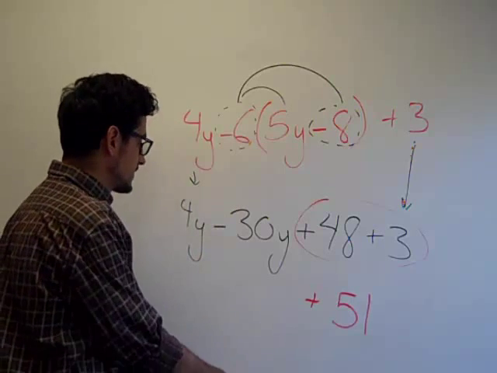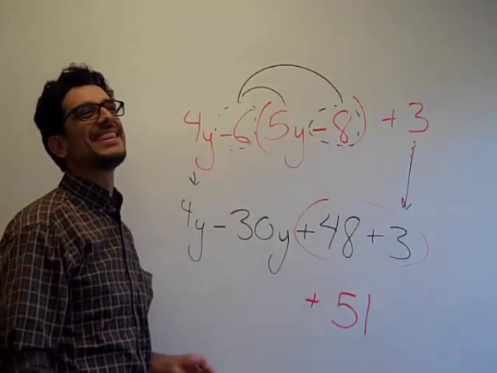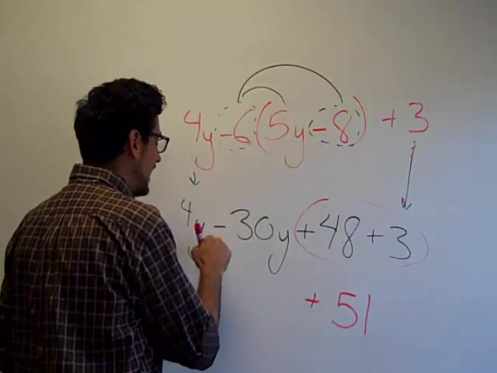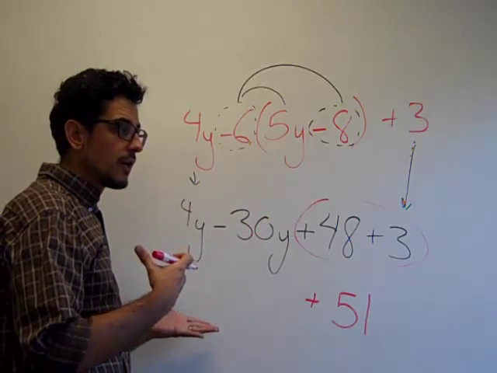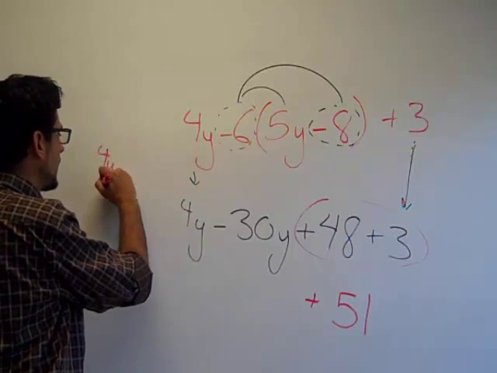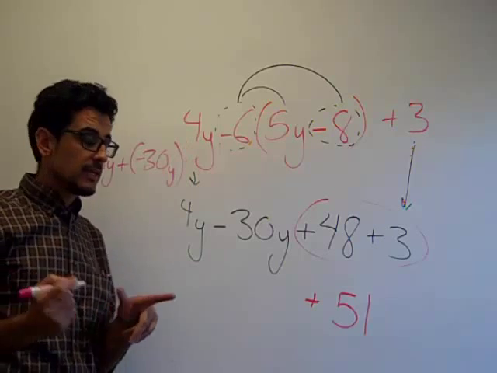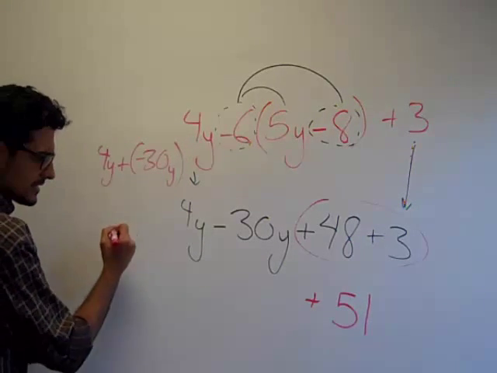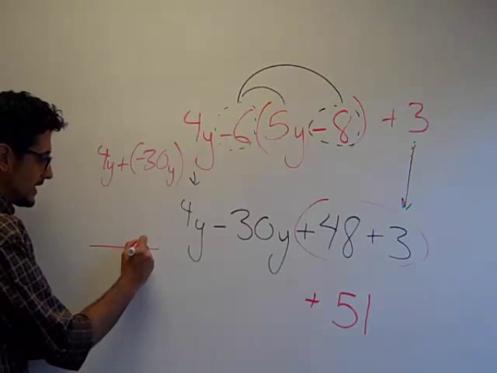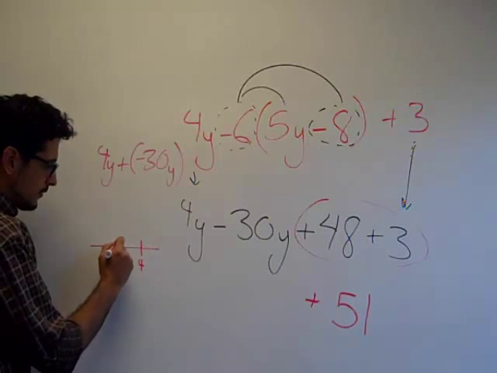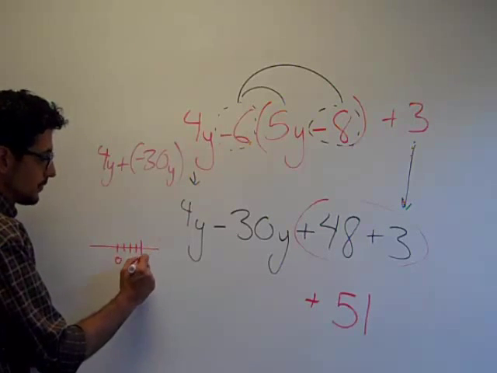Now, I look at these guys. These are like terms because they are both carrying the variable y. So I combine 4y and negative 30y. Alright, so I have 4y plus a negative 30y. Okay? Now, if I did that on a number line, and I hope that this is visible within the frame of the camera, we could have a positive 4, which is 4 out from 0. So 1, 2, 3, 4. Here's my positive 4, my 4y.